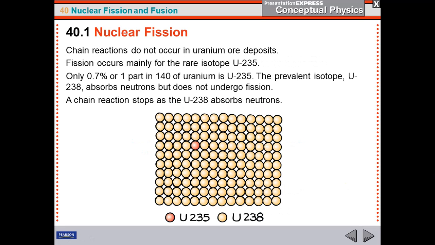Chain reactions do not occur in uranium ore deposits. Fission occurs mainly for the rare isotope uranium-235. Only 0.7% or 1 part in 140 of uranium is uranium-235. So the prevalent isotope uranium-238 absorbs neutrons but does not undergo fission. A chain reaction stops as the uranium-238 absorbs neutrons.